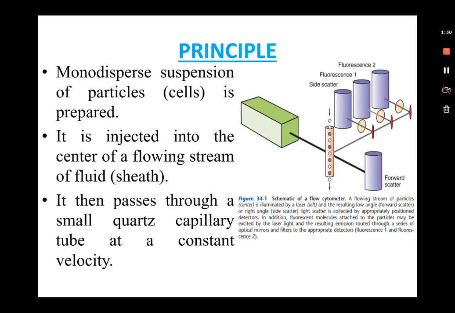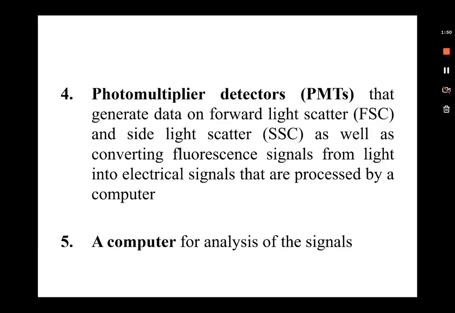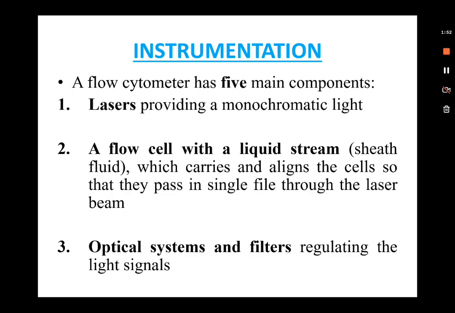This is the laser, the green color is the laser, and this is the flow cell within which every single cell is flowing individually, and that is interrogated by the laser. These cells will emit either forward scatter or side scatter, and can also emit fluorescence if we have added some fluorescent labeled antibody to the original sample. So we have lasers which provide the monochromatic light.